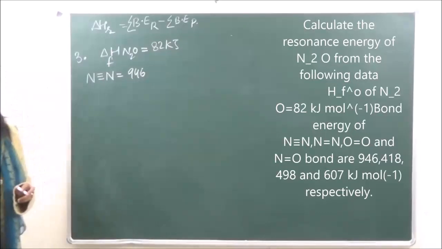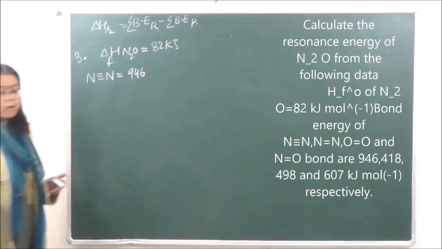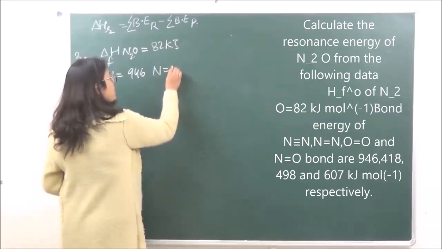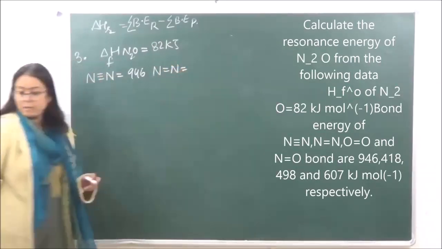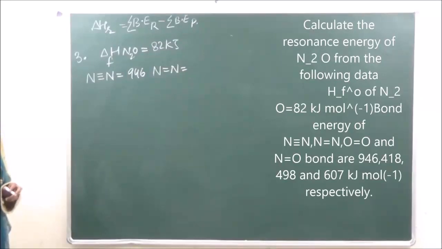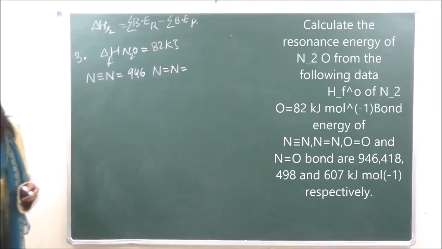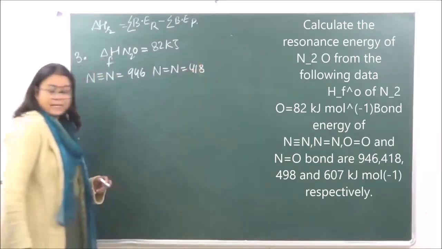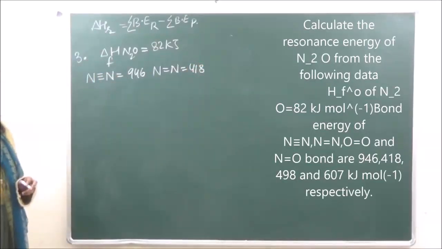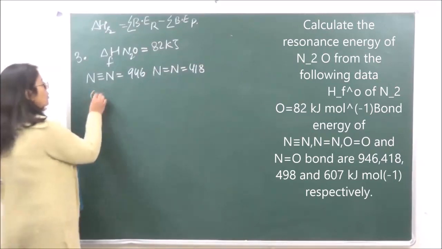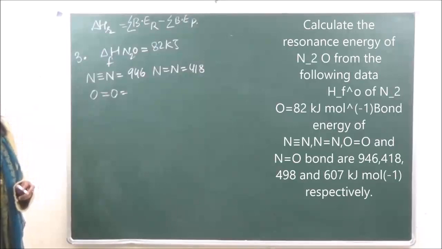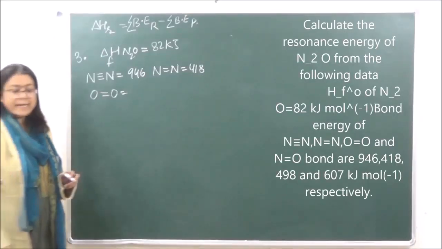Okay, 946 kilojoules per mole, that's for N triple bond N. For N double bond N, how much have they given us? They have given it as 418, right? Then they have given us the bond dissociation energy of O double bond O, that is given as 498.